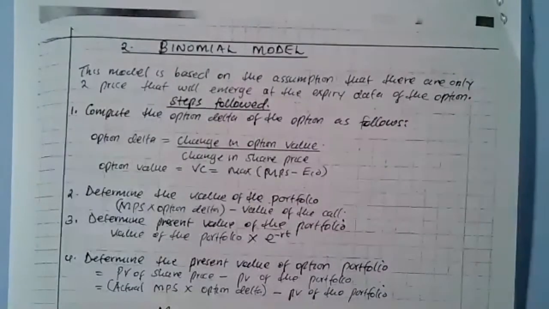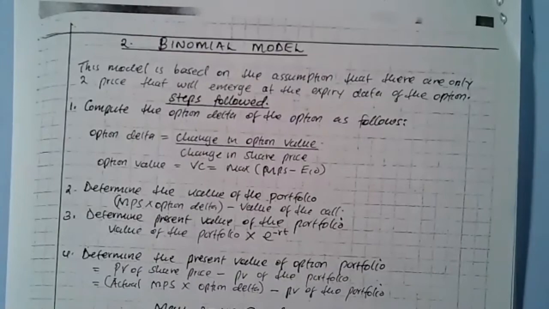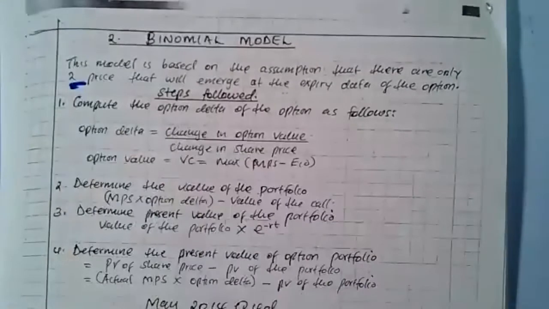So the binomial model is based on the assumption that there are only two prices that will emerge at the expiry date of the option. If I take you back to Black-Scholes, we say that I'll use that model when the values take a continuous change rather than two values. But for binomial, this model is based on the assumption that there are only two prices that will emerge at the expiry date. That means it can either go up or it can go down.